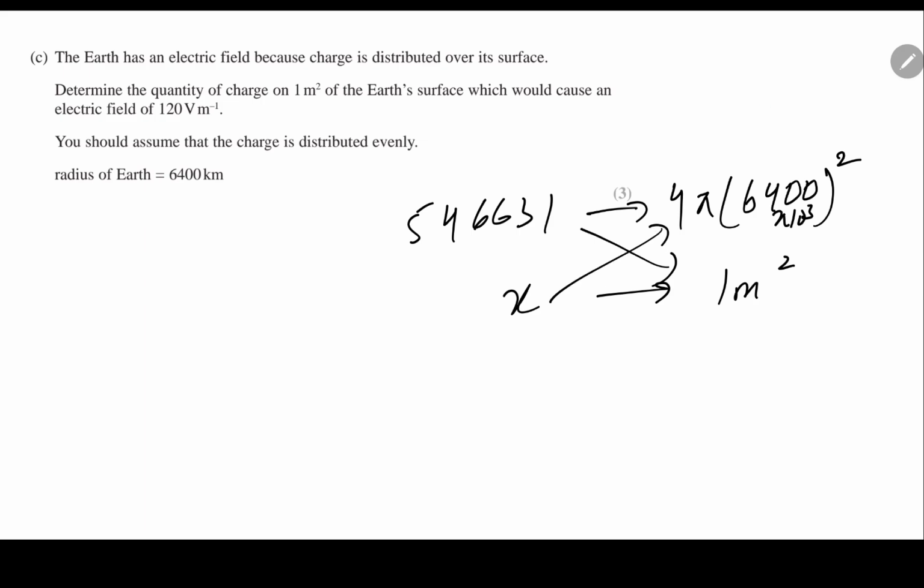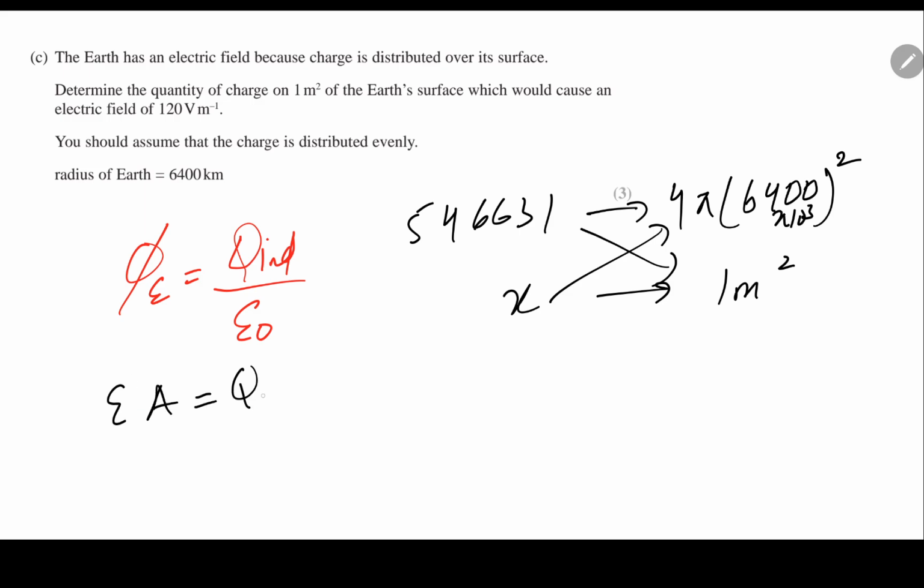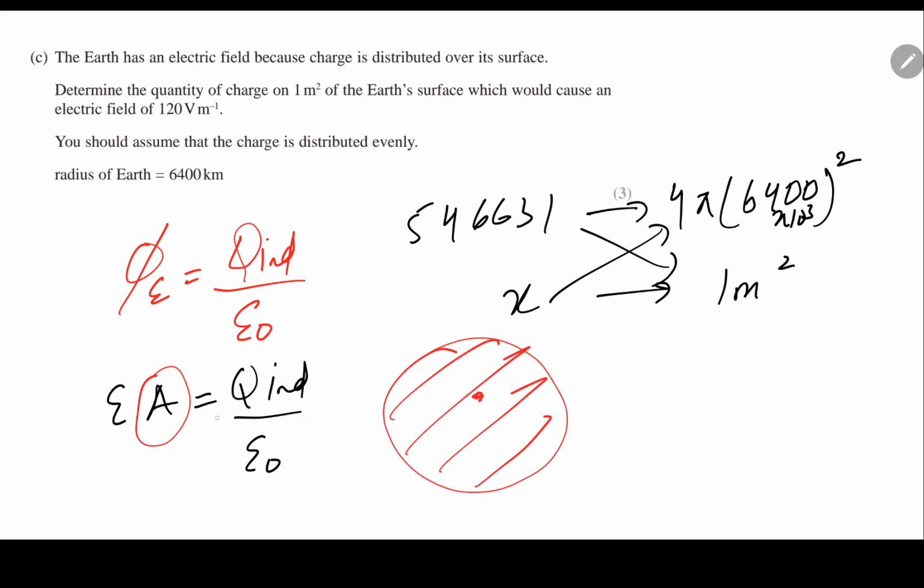The easier way, and that's why I made you derive Gauss's law, is that the electric flux equals the charge inside divided by epsilon naught, right? I made you put 4 pi r square, and that meant the amount of charge in the whole sphere. But instead of 4 pi r square, you can just put 1. So you will get the charge in 1 meter square.